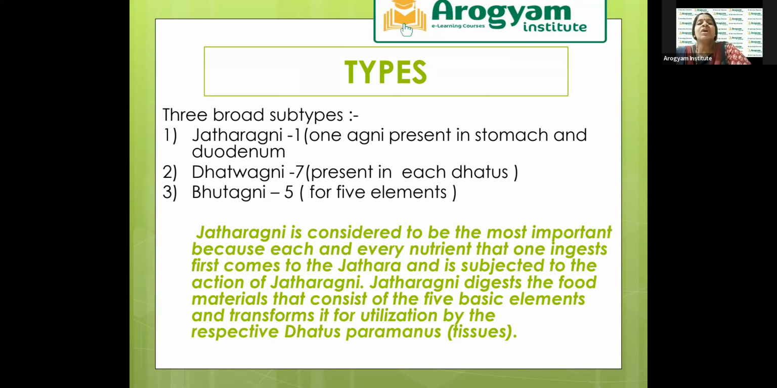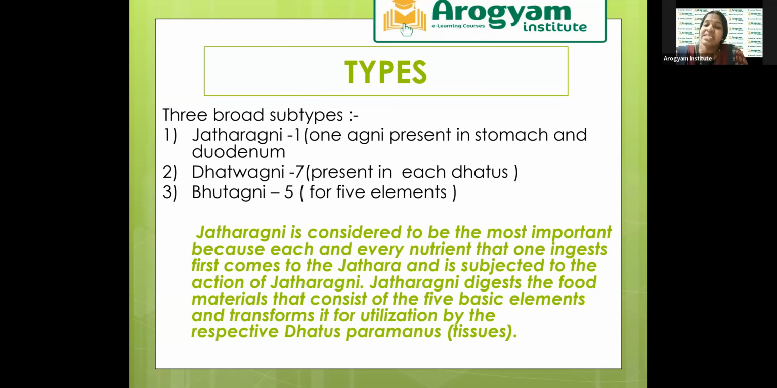Then Dhatwagnis are 7 in number. So how many dhatus are there? You all remember the second day's topic? Rasa, Rakta, Mamsa, Meda, Asti, Majja, Shukra. So ऐसे काउंट किए तो रस धात्वाग्नि, रक्त धात्वाग्नि, मांस धात्वाग्नि, मेदो धात्वाग्नि, अस्थि धात्वाग्नि, मज्जा धात्वाग्नि और शुक्र धात्वाग्नि. सो हर किसी धातु का अपना ही एक अग्नि होता है, राइट?